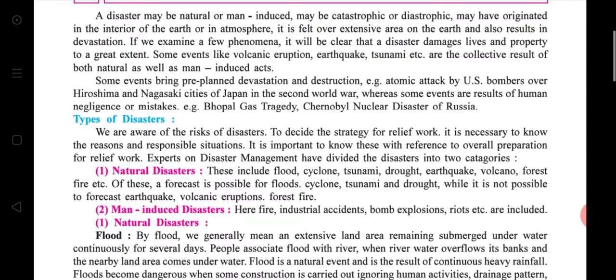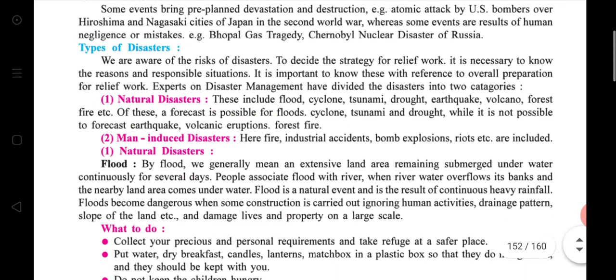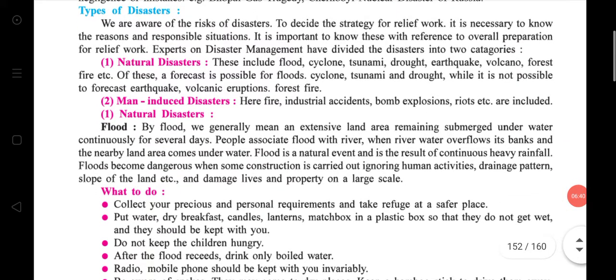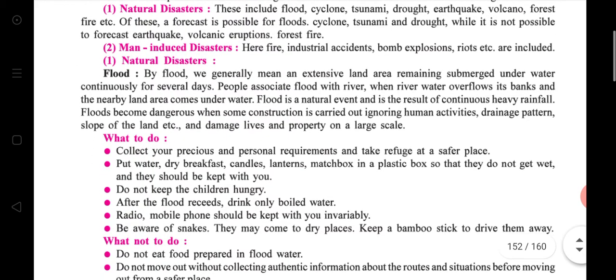So the first one is natural disaster, like flood, cyclone, tsunami, drought, earthquake, volcano, forest fire, etc. Of these, a forecast is possible for floods, cyclones, tsunamis and drought, while it is not possible to forecast earthquakes, volcanic eruptions and forest fires. So for some types of disaster there is forecasting, but for some types we cannot do forecasting, like earthquake, volcanic eruption, etc. Then man-induced disasters like fire, industrial accidents, bomb explosions, riots, etc. are included. So now we will study them in detail.